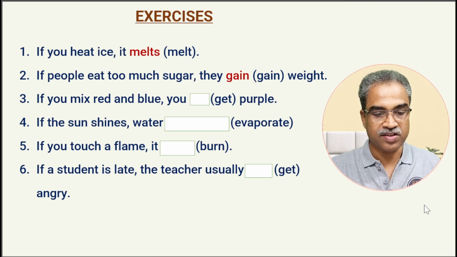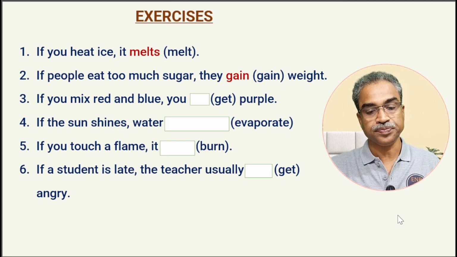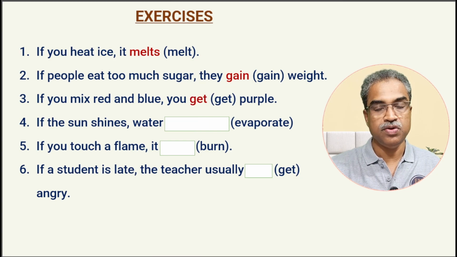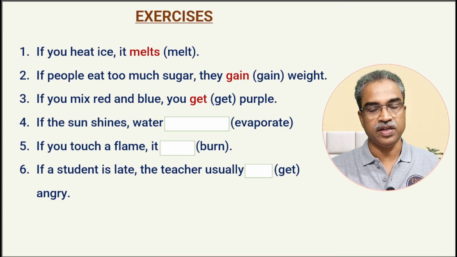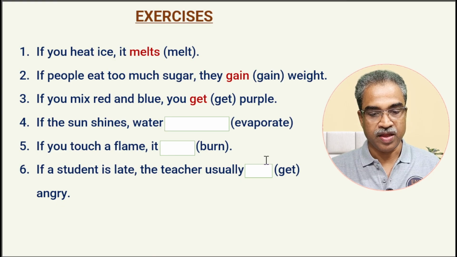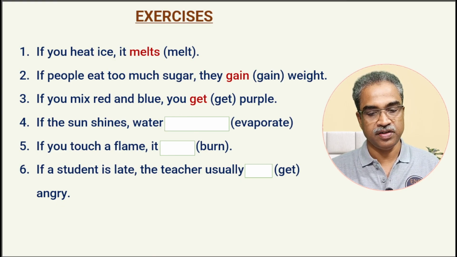So, that's the thing. Next, if you mix red and blue, you dash purple. Get is the verb. You get. Simple. After you, it's get. I, you, we, they, write. Remember our tenses, simple present tense, what we learned. So here it is. First is it. He, she, it melts, writes. So melts here. Now they gain, not gains, because they is plural, third person. And you again get. No change.